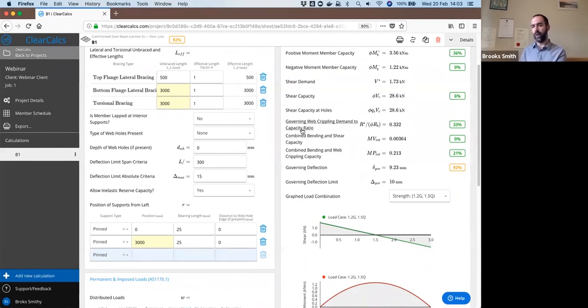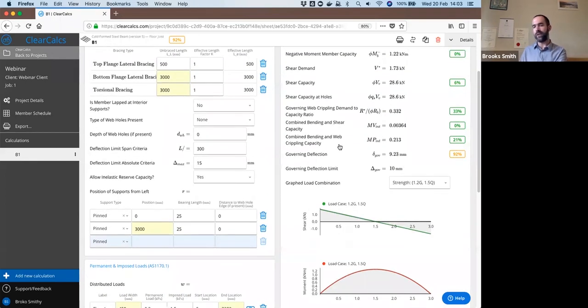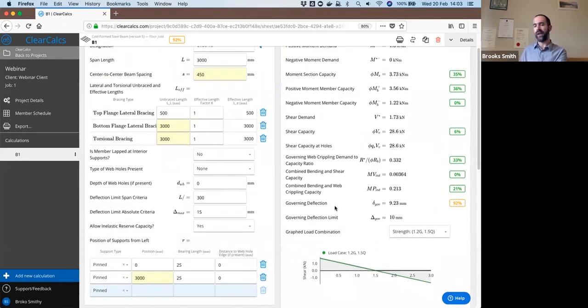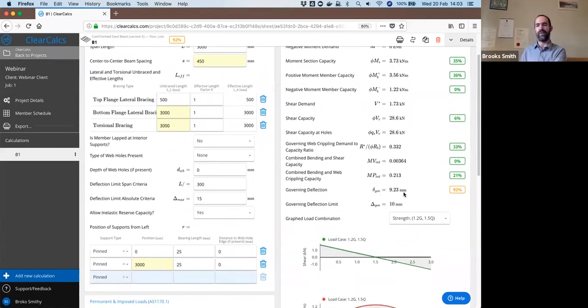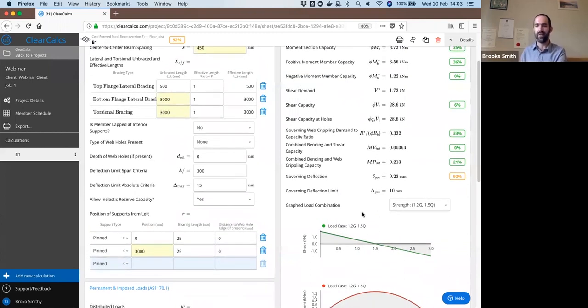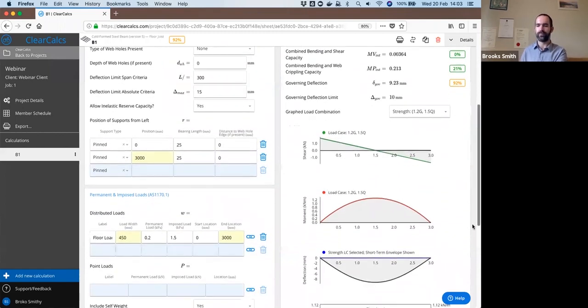The bearing or web crippling demand capacity, and then bending shear and bending bearing interaction values as well. Our most closely governing value here is deflection, where we have a deflection of 9.2 millimeters with a limit of 10 millimeters, so just within our allowed limits.